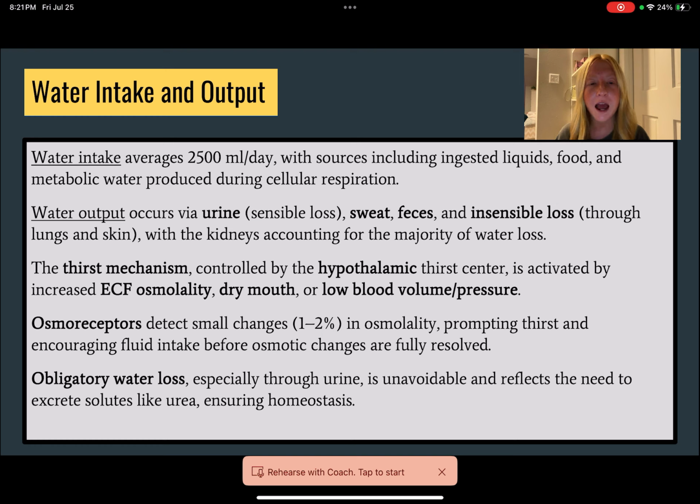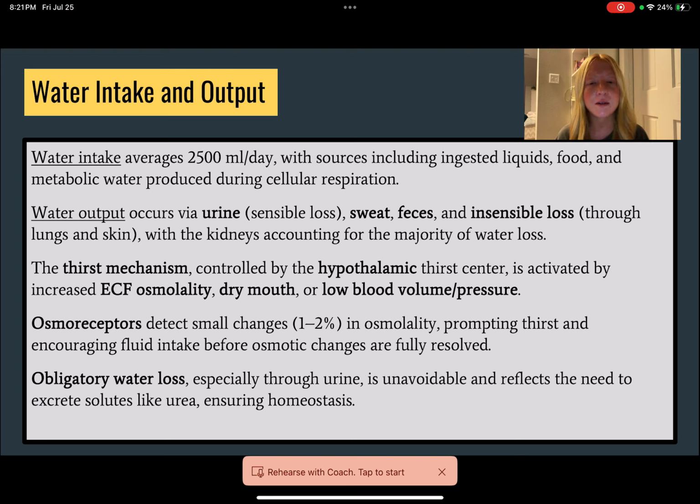Water intake averages about 2,500 milliliters per day, with sources including ingested liquids, food, and metabolic water produced during cellular respiration. Water output occurs through urine, sensible loss, sweat, feces, and insensible loss, which is lungs and skin, with the kidneys accounting for the majority of water loss.